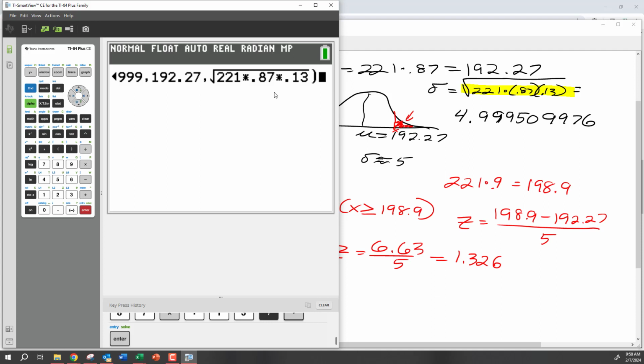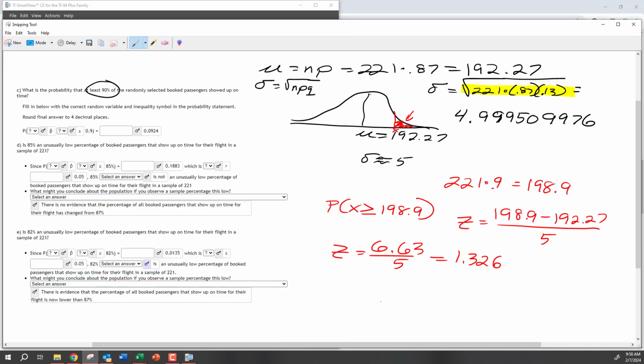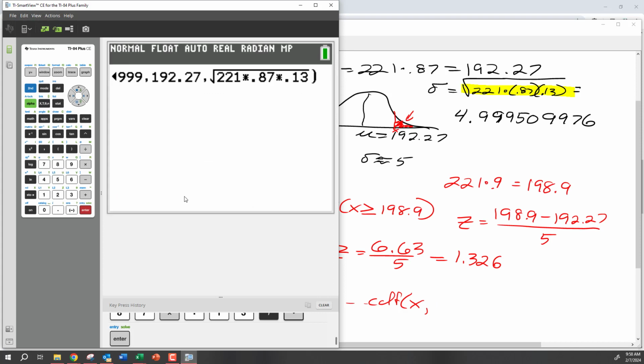Now, if you have the older version, when you hit normal CDF, it just puts normal CDF and then a parenthesis on your screen, and you have to type the numbers in. Just know what it wants. So you've got the normal CDF, and the first number you give it is x, i.e. the 192. And then, if you look at the numbers here, right?